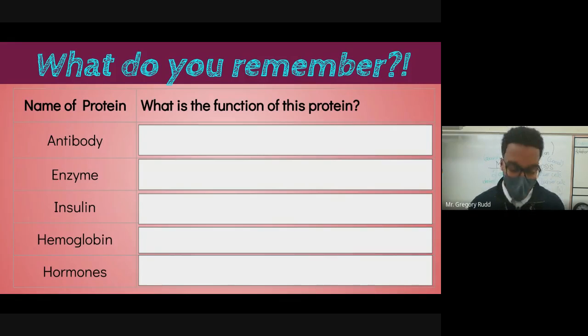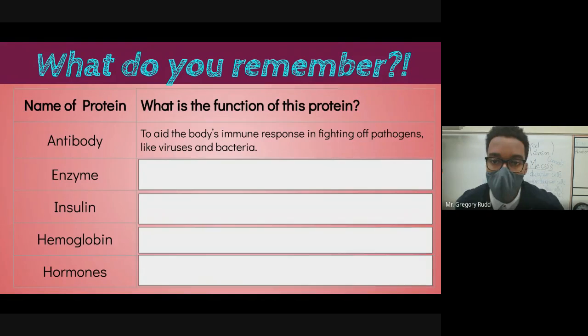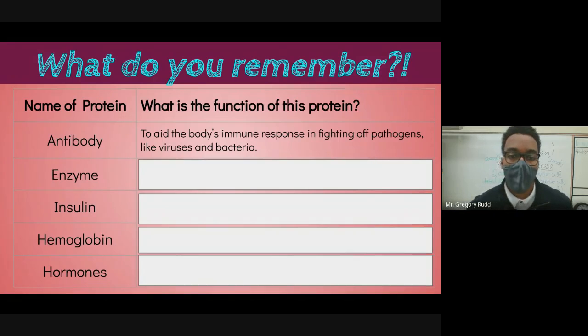Thank you, Rudy. They provide some immune functions. They help our body to fight off pathogens. A pathogen is a virus, bacteria, even poisons and other toxins are pathogens. So we need antibodies to protect us against them if we come into contact with them.